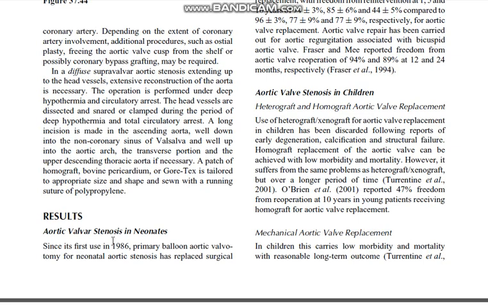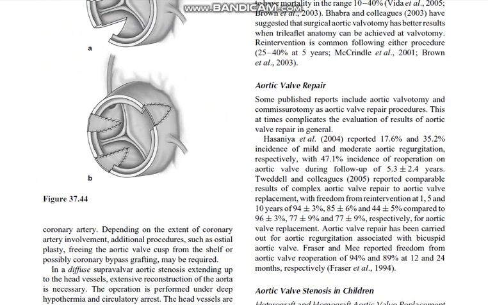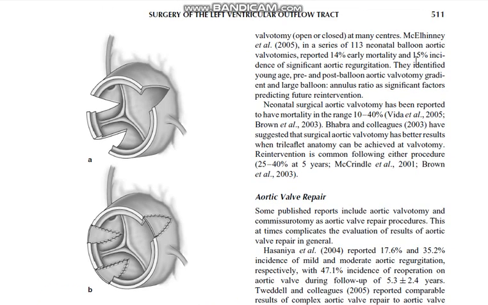First, aortic valvular stenosis in neonates. Since it was first used in 1986, primary balloon aortic valvotomy for neonatal aortic stenosis has replaced surgical valvotomy at many centers. In a series of 130 neonatal balloon aortic valvotomies, reported 14% early mortality and 15% incidence of significant aortic regurgitation. They identified young age, pre- and post-balloon aortic valvotomy gradient, and large balloon annulus ratio as significant factors predicting future reintervention.